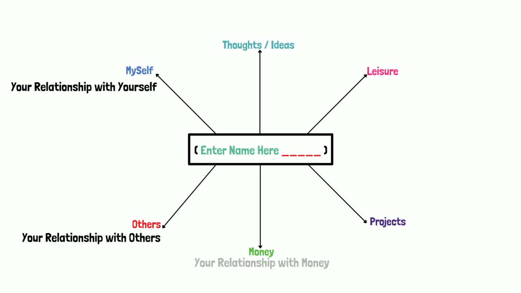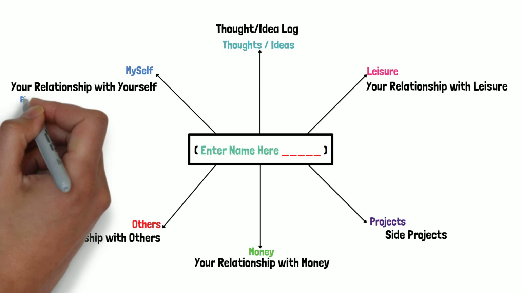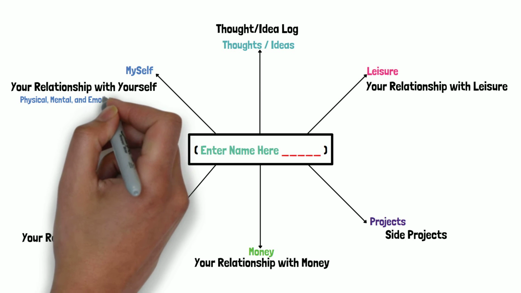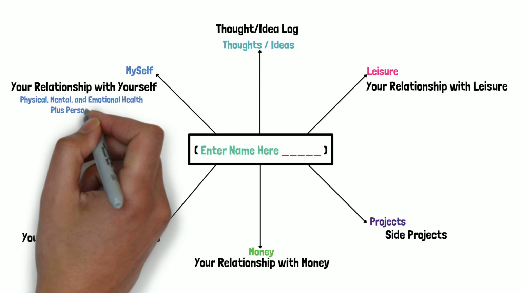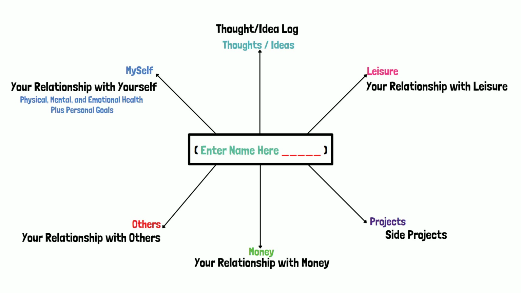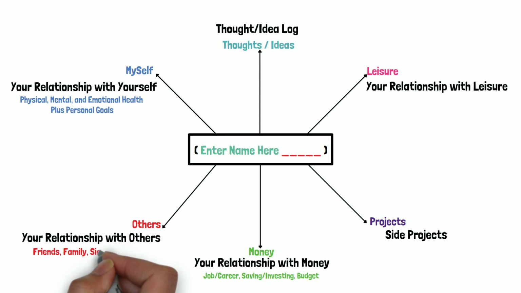So the topic myself covers your relationship with yourself, such as your physical, mental, and emotional health, as well as your personal goals. The topic of money covers your relationship with money, such as your job, savings goals, and other things like budgeting. Others covers your relationship with your friends, family, and significant other.